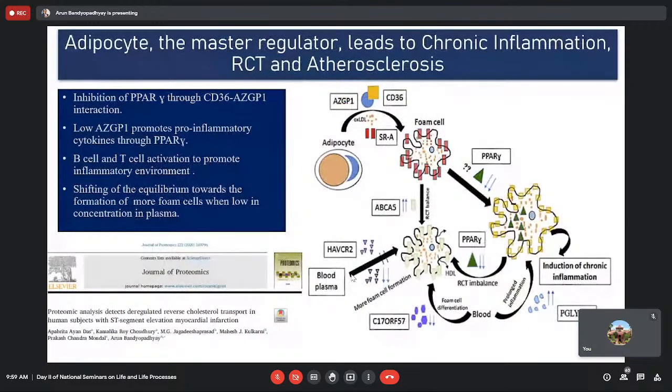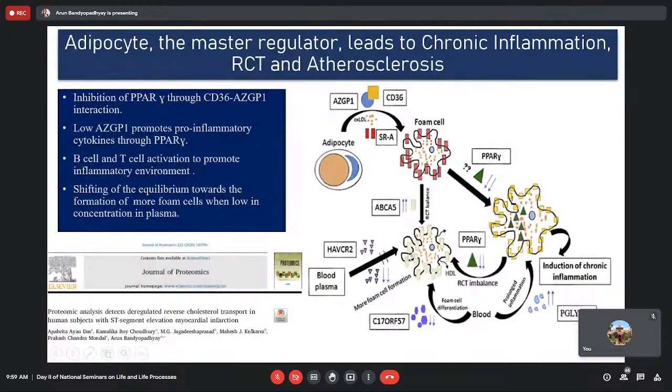With several other experiments, I published this paper in the Journal of Proteomics recently, last year. We have shown that AZGP1 is a novel cytokine released from adipocytes. AZGP1 binds to CD36 and helps the conversion of macrophages into foam cells. But this is not an issue, it remains in a balanced stage as long as ABCA5 is upregulated. But when ABCA5 is downregulated, the RCT imbalance happens and PPAR gamma is downregulated, so this process is driven towards the inflammatory stage.